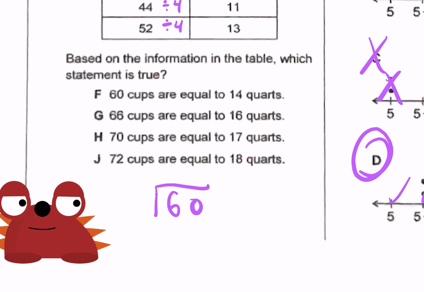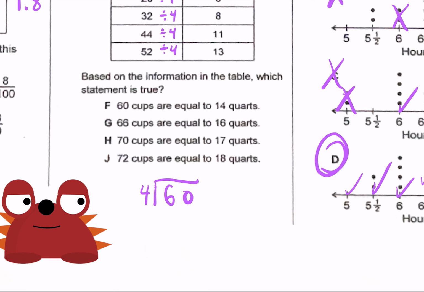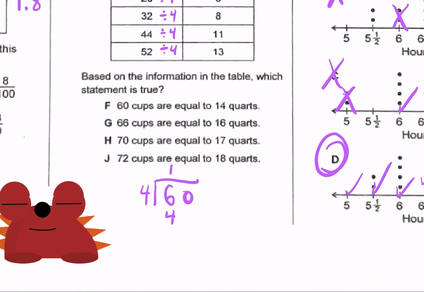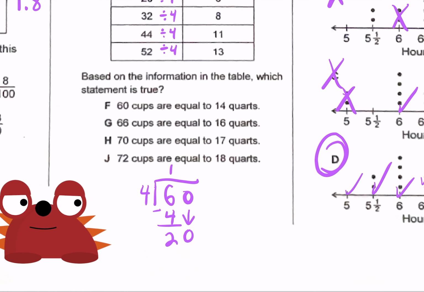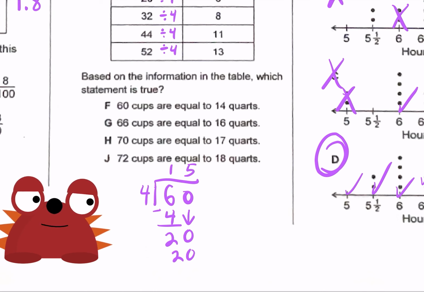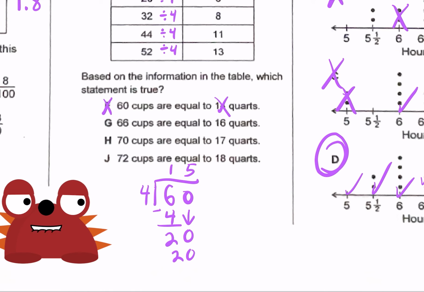divided by 4. If you do your division, you're going to see that the closest we can get to 6 is 4. We put our 1 up here. We subtract. We put down the 0. The closest that I can get to 20 is 20. I'm putting a 15 over here. So this right here says that if you had 60 cups, that would be 15 quarts. So not 14, so F is not the answer.